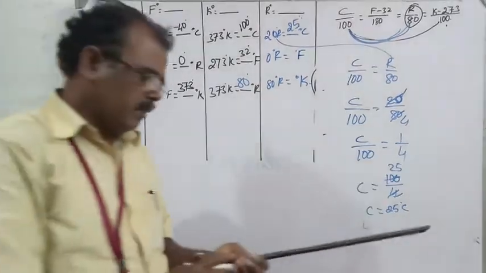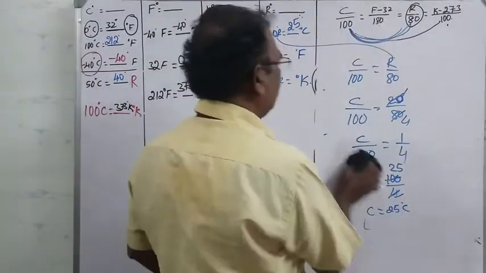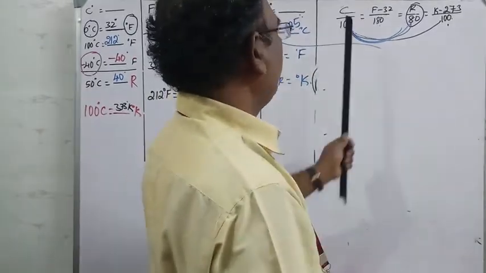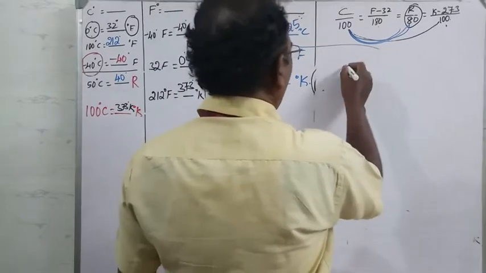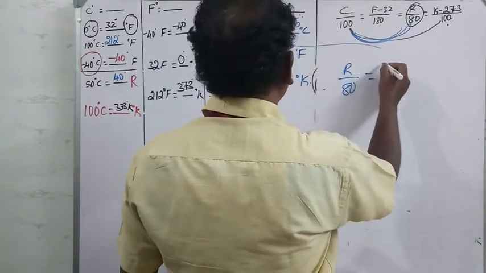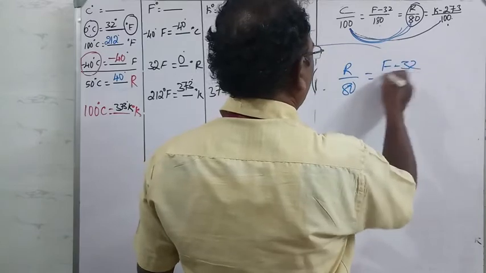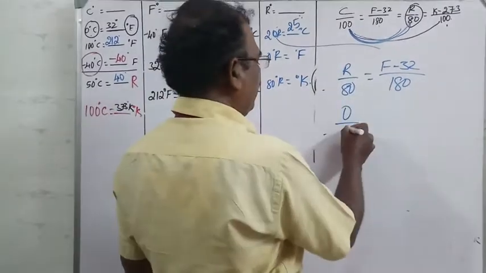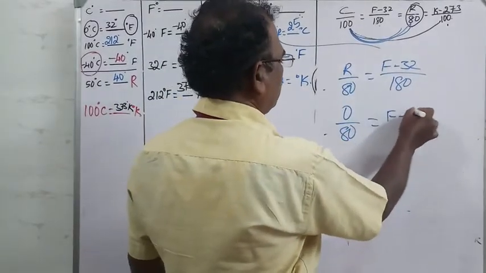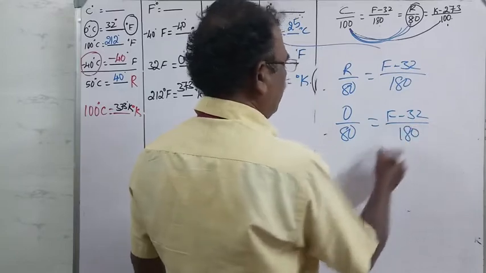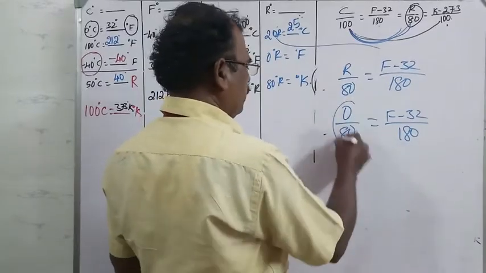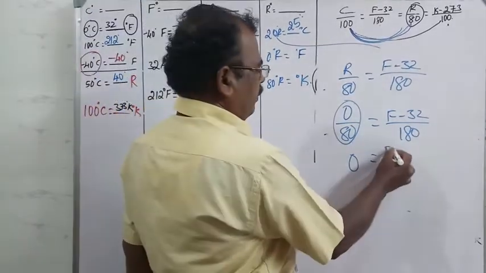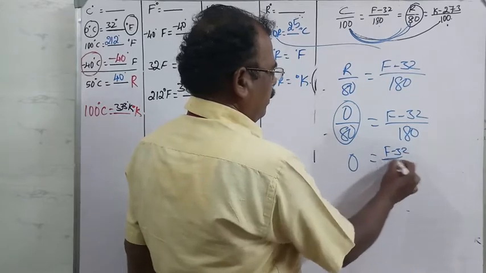Okay, next, the last two problems. Solve this one, dead easy. Reaumur scale and Fahrenheit scale: R by 80 is equal to F minus 32 divided by 180. What is the value of R? It is 0. So 0 by 80 is equal to F minus 32 divided by 180. Now we are getting 0, since 0 divided by anything is 0.